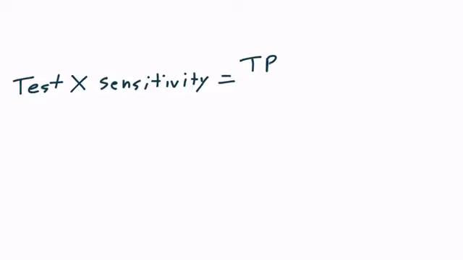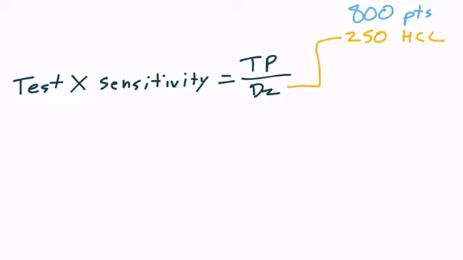So we are asked to find the sensitivity of test X. Recall that sensitivity is the true positive number over all those that have the disease. So let's see if we can figure out the true positive number and figure out how many patients had the disease total. From the question stem, we are told that there are 800 total patients. And we are also told that 250 patients have the disease, which is hepatocellular carcinoma. So that gives us our denominator. The total number of diseased patients is 250.